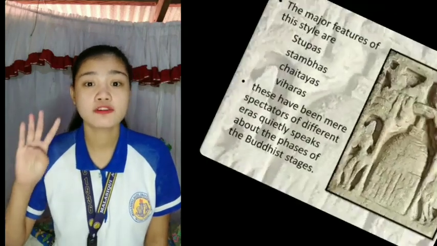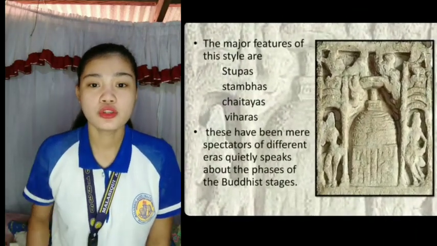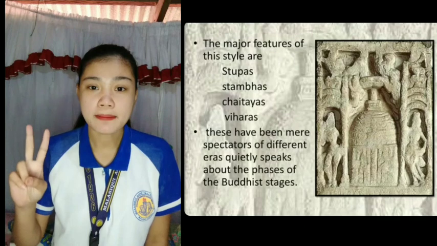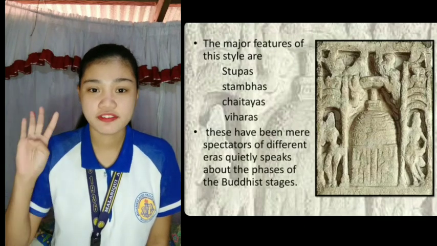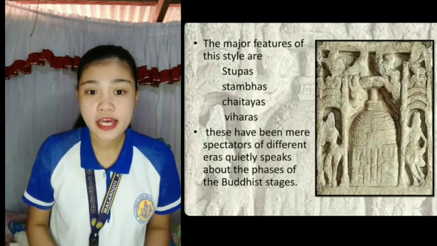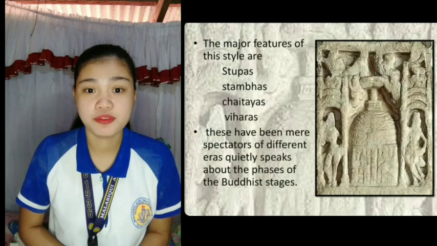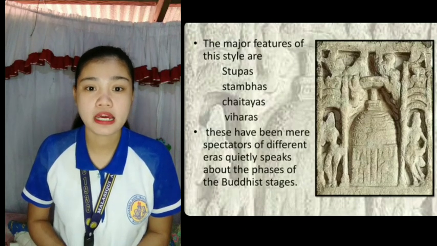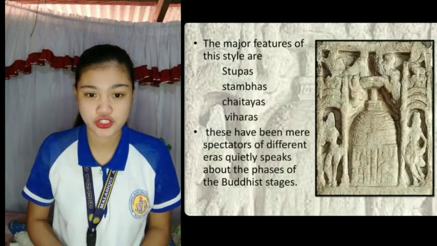Now that we are finished and we all know the art of Buddhism, let's proceed to the architecture, or Buddhist architecture. Did you know that Buddhist architecture has four major styles or features? Those are stupas, stambhas, chaityas, and viharas. These have been mere spectators of different eras, quietly speaking about the phases of Buddhism. Now let's proceed to the first one, which is the stupa.